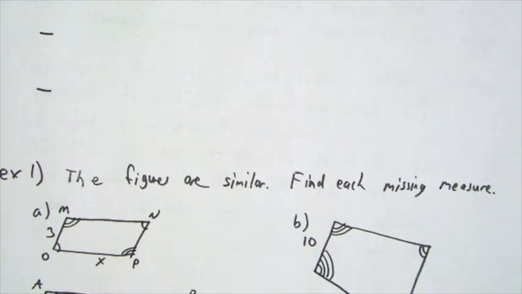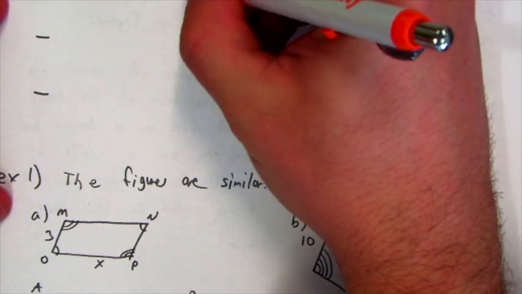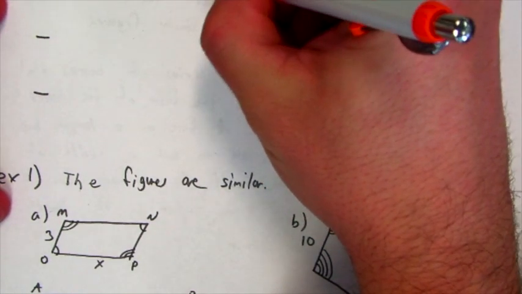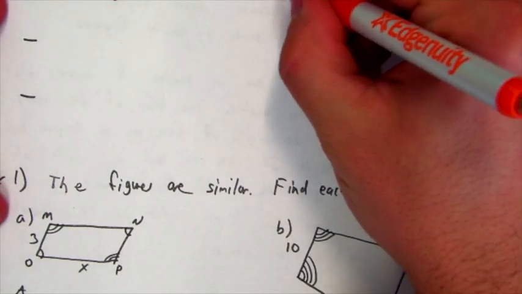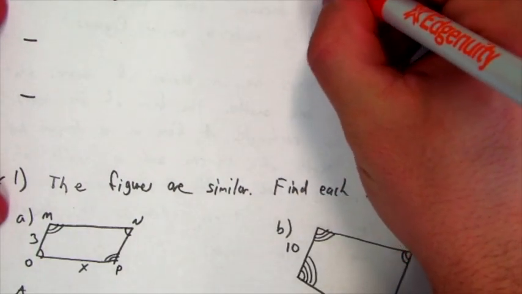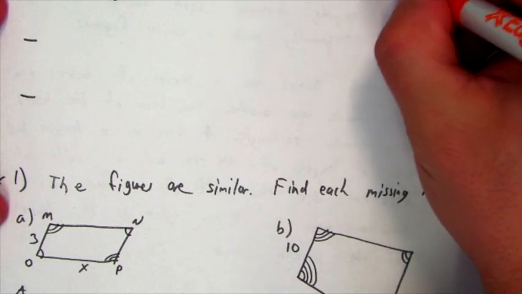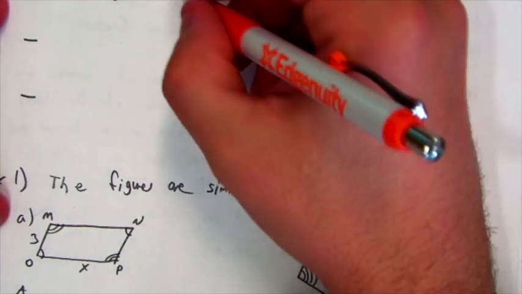All right, today we're going to talk about Chapter 5, Lesson 9. This is all about similar figures. So, similar figures are figures that are the same shape but not the same size.